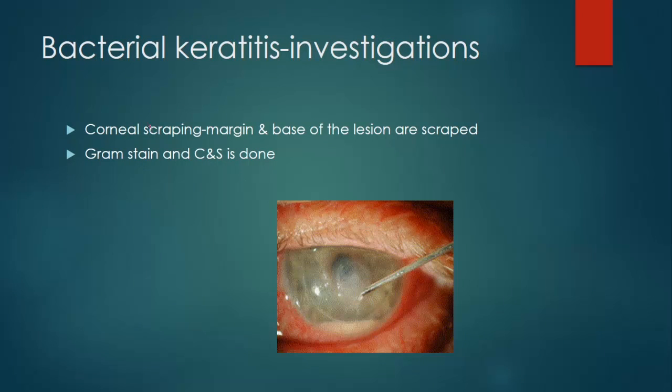Now coming to the investigation in case of bacterial keratitis. For any keratitis or any infection, what we have to do is find which organism is responsible for the disease. So what we do is a corneal scraping. That means with a knife or a blade, we remove some material of the cornea, especially along the margins and the base of the lesion. This material is sent for Gram stain, Giemsa stain, culture sensitivity, and fungal examination.